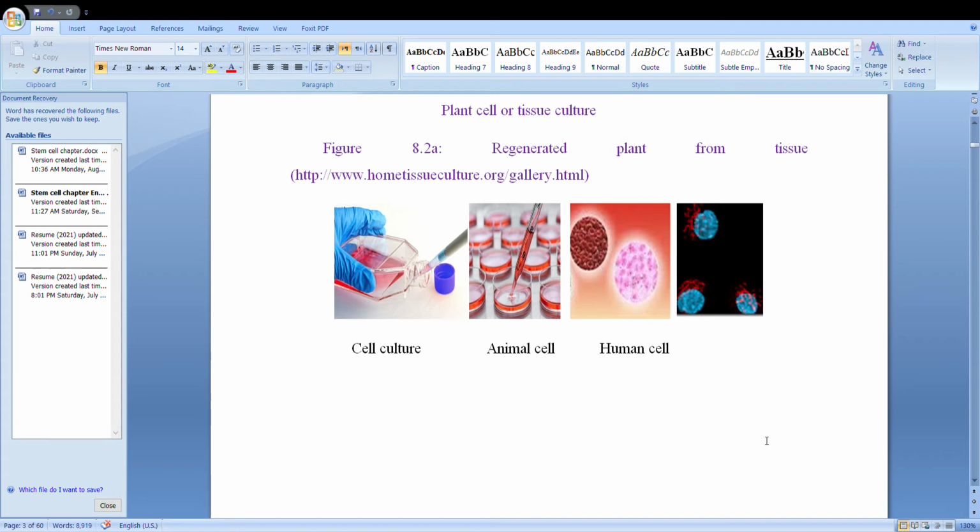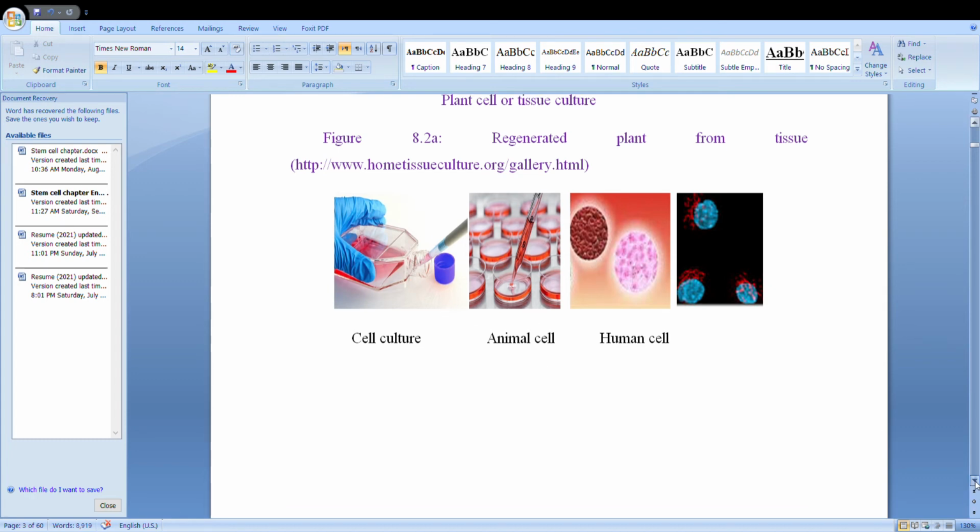Here we can see cell culture, yeast, and then animal cells and human cells. Image we can see here.